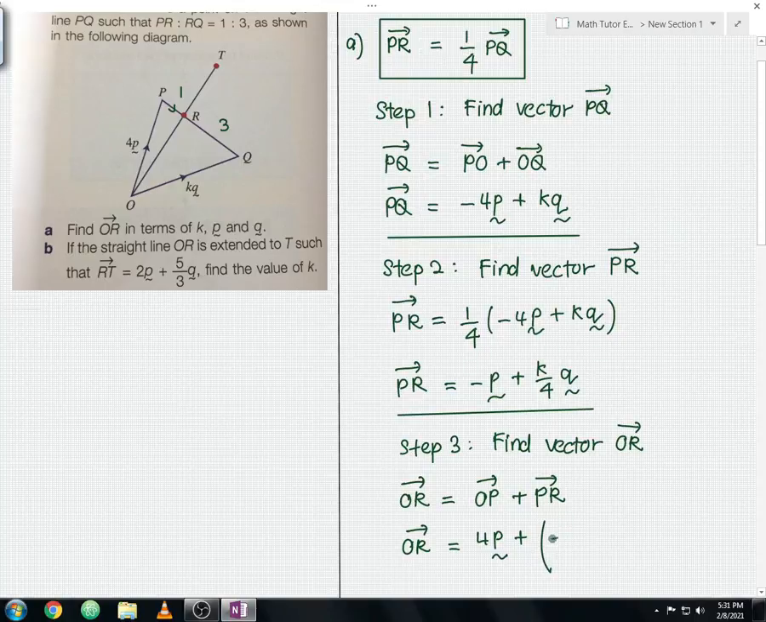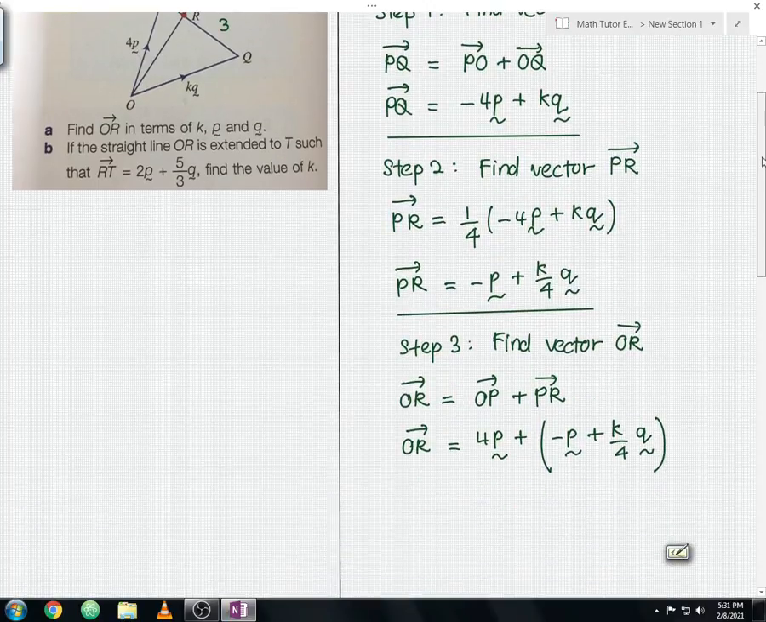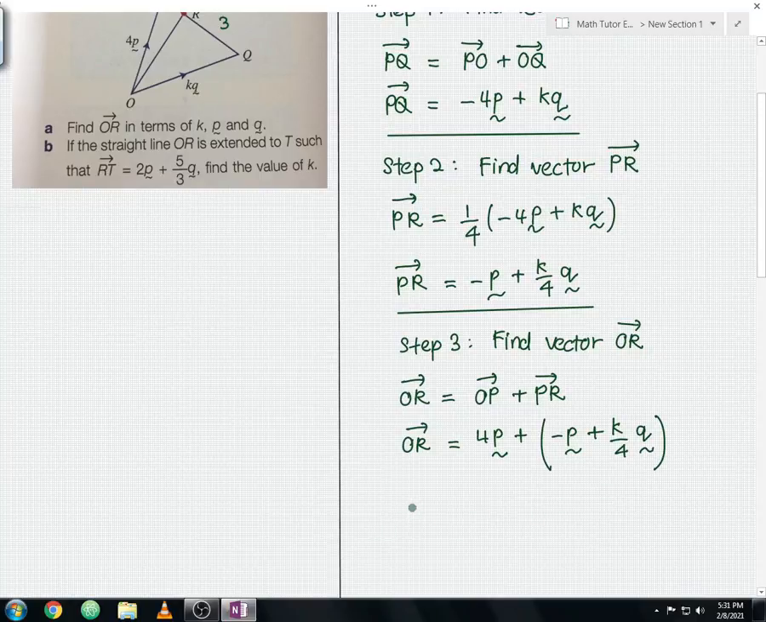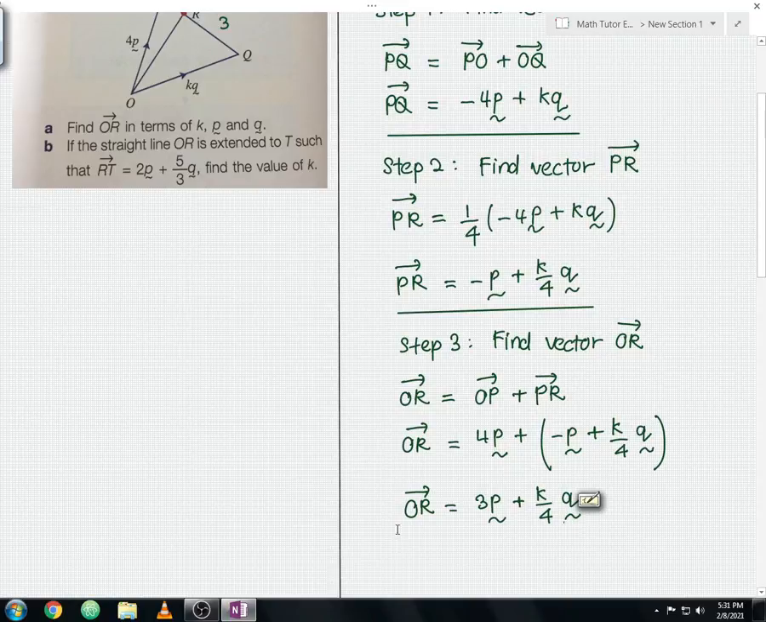In a bracket, negative p plus k over 4 q, close bracket. So you calculate this. From here you should get your vector OR is equal to 3p plus k over 4 q. So this is your answer for question part A, where you get the vector OR is equal to 3p plus k over 4q. Let me underline the solution for question part A.